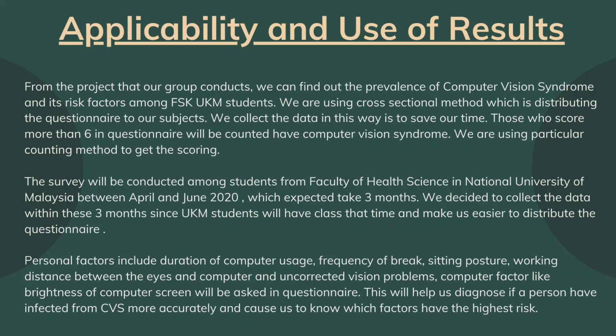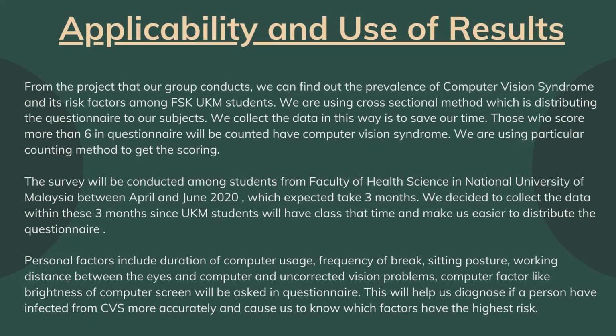Those who score more than 6 in the questionnaire will be counted as having computer vision syndrome. We are using a particular counting method to get the scoring. The survey will be conducted among students from the Faculty of Health Science in the National University of Malaysia between April and June 2020, which is expected to take 3 months.